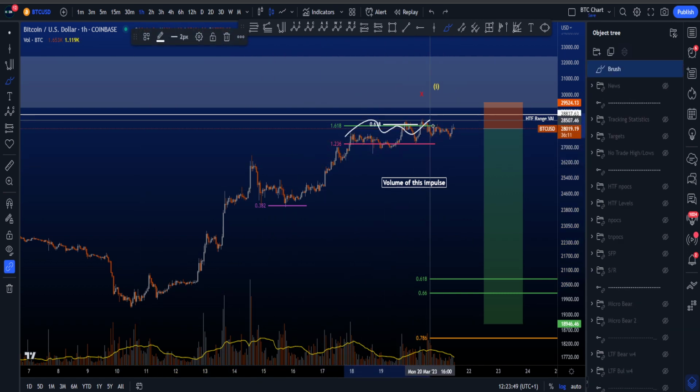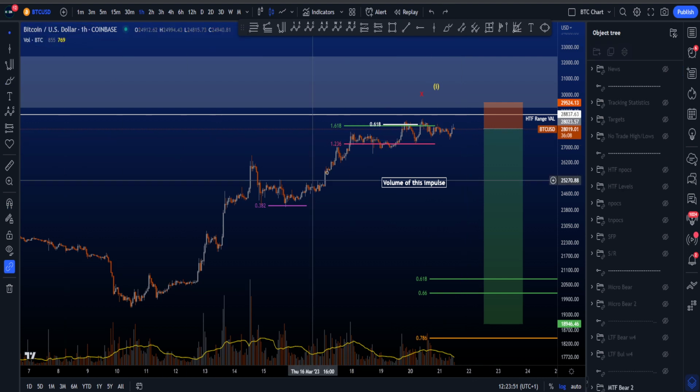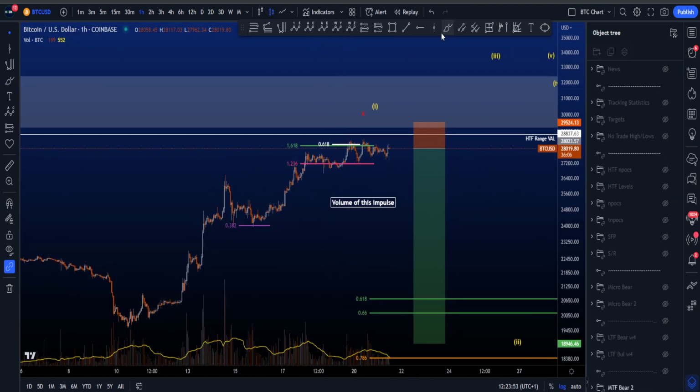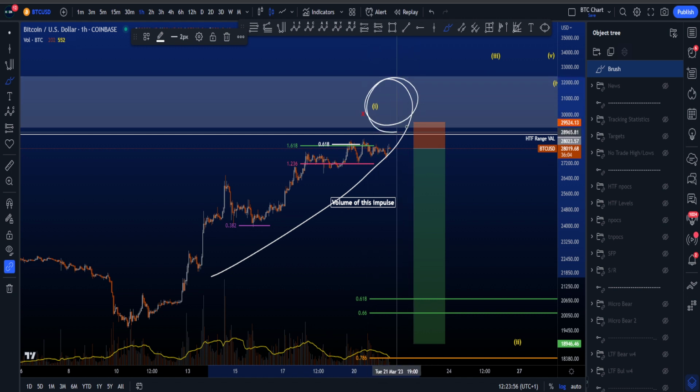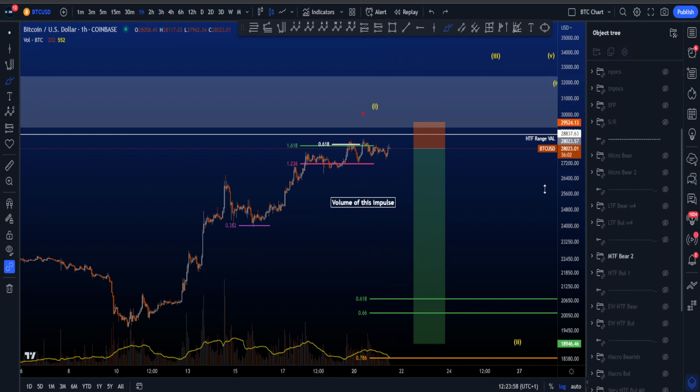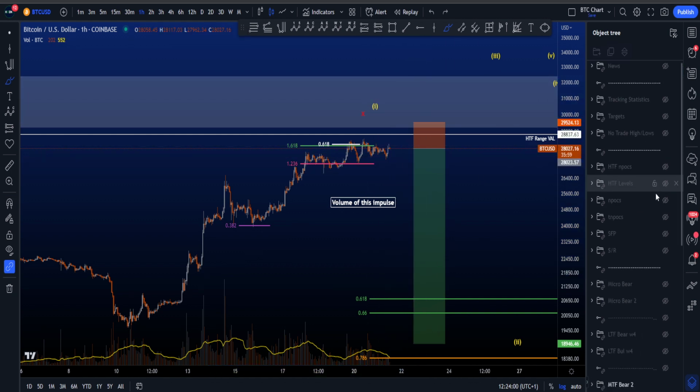Of course, you could think of a wave 4, but in my opinion, it's a bit more likely we're very close to the end of this impulsive structure, which also has great confluence then with this resistance area for, once again, a potential short trade.